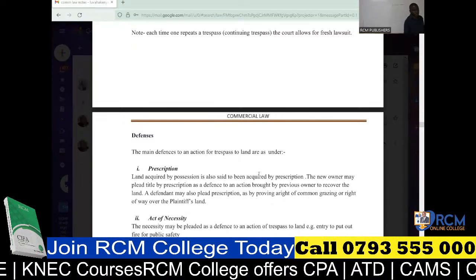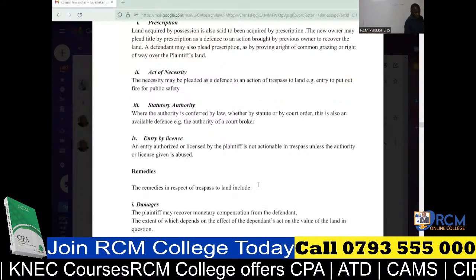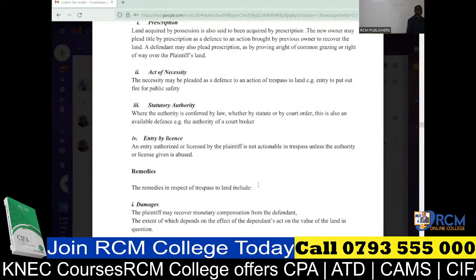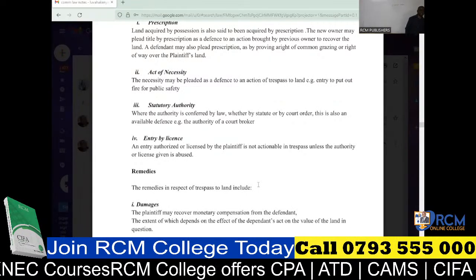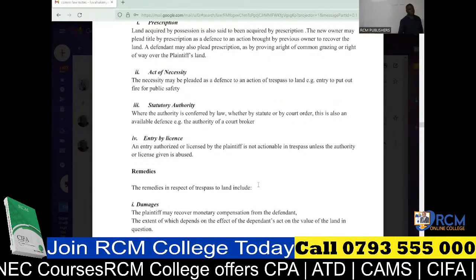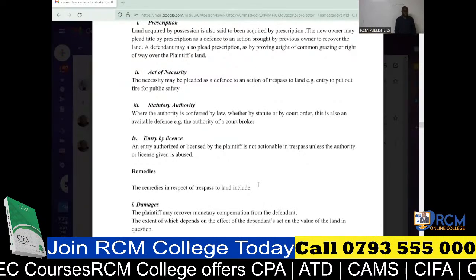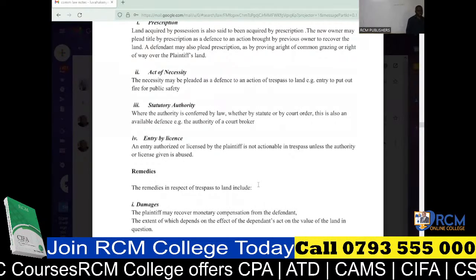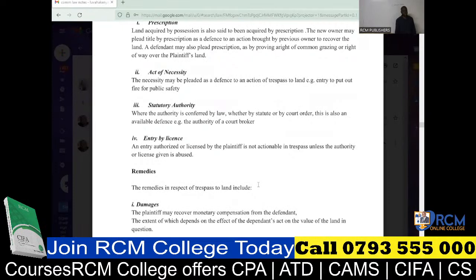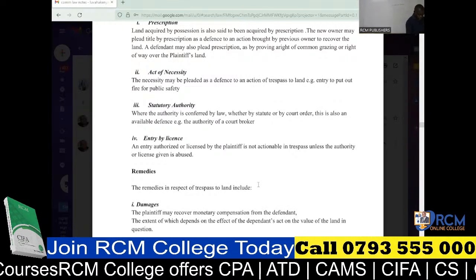Statutory authority is another one. This is where the law has authorized. Any statute law that has been passed or approved through parliament is giving you authority to trespass over a person's land. So through statutory authority, that can be pleaded as a form of defense. I simply trespassed as a result of a statute law.